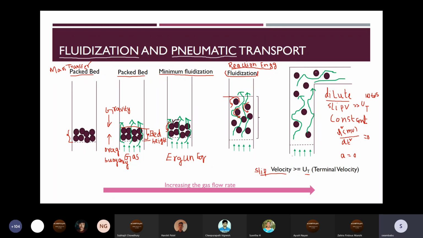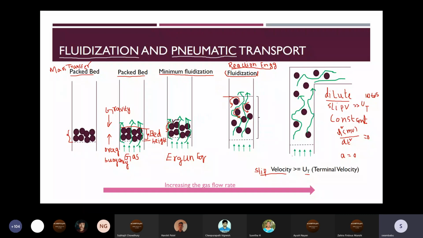So what is the difference in pneumatic transport? The particles just move along with the fluid. So the interaction between the gas and the particles will be very low, because the particle attains a certain steady state velocity and just moves along with the fluid. You will not see a lot of intermixing in case of pneumatic transport.